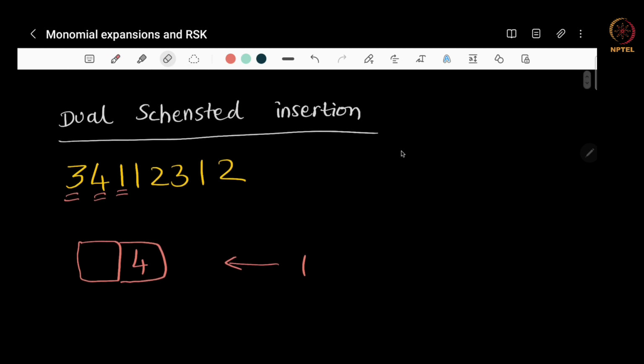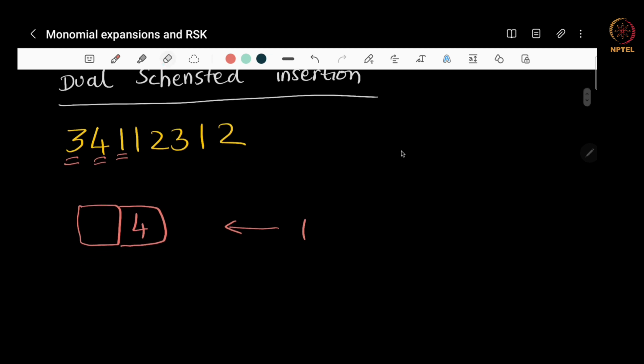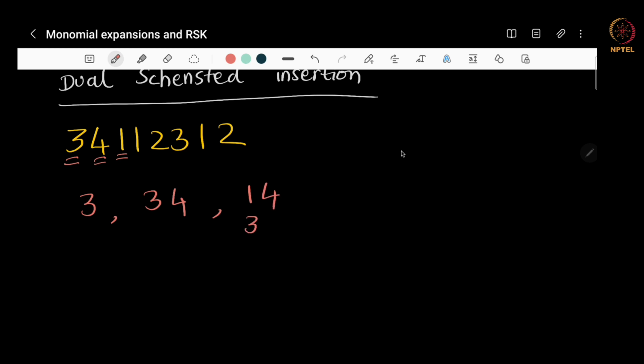So maybe we'll just write all the steps out. Let's not erase. Let me just keep track of every step of the algorithm, so it's clear what bumped what out and so on. Okay, good. So 3 came in first. Step 2, 4 came in, so I just got 3, 4. Now the 1 came in and it bumped the 3 out. The 3 went down to the next row. So far it is like the usual insertion.